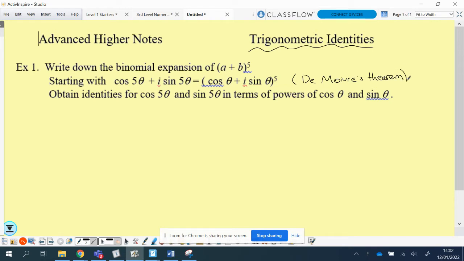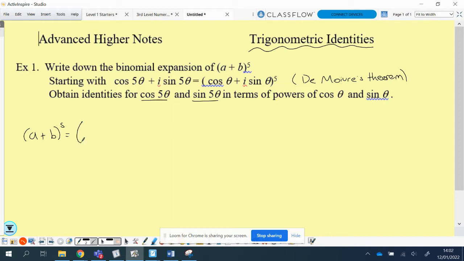Our task would be to obtain identities for cos 5 theta and sin 5 theta in terms of powers of cos theta and sin theta. So that's what the task is here. The example is actually asking us to start off with the binomial expansion, so a plus b to the power 5. Well, we've done the binomial expansion before.